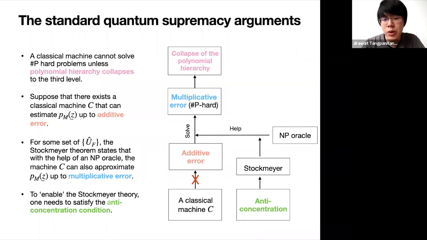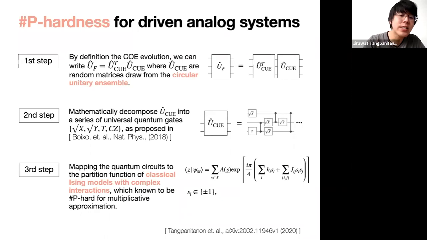Okay, so now the next step, I'm going to show you how to prove the multiplicative errors and the anti-concentration in our case. The first step is we notice that if our evolution, the Floquet operator, is described by COE, then by definition this can be written as U transpose U, where U here comes from the CUE, which is known as the circular unitary ensemble. CUE is more general than COE because it doesn't have this orthogonality constraint. The second step is to notice that the U from the COE is the one produced by the previous random quantum circuit proposal for quantum supremacy. So we can borrow tools from that work. We can mathematically decompose this COE unitary into a set of gates.